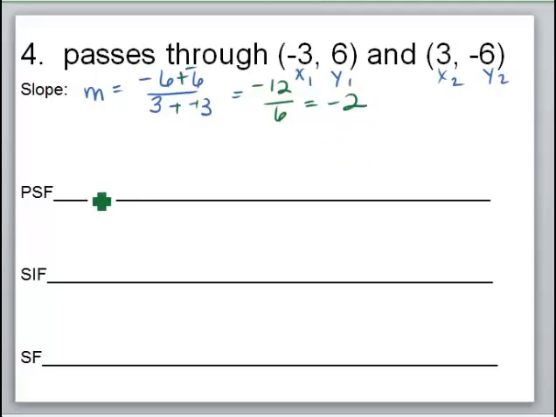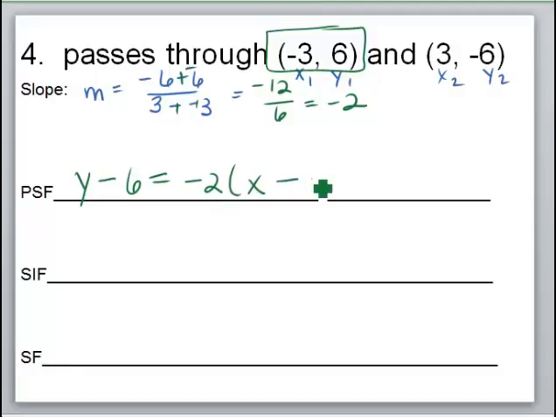So writing this in point-slope form, let's just use this point right here. I'll say y minus my y-coordinate, which is 6, equals negative 2 times x minus my x-coordinate, which is negative 3. Now, we're not going to leave our signs minus, so we're going to change it to plus the opposite. And then to clean this up a little bit, I'm just going to go ahead and erase that one plus sign.